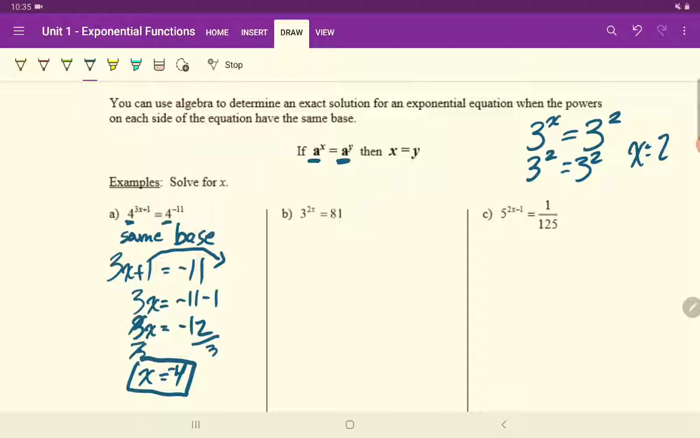Now you can check your answer, so I'll explain to you how to check your answer. I'm not going to check it every time, but it is important that you know how to check your answer. If x equals negative 4, if I now substitute x into my original equation, I should get identical answers on the left and right side. So let's try that. I know my right side is 4 to the power of negative 11. Let's see if I can get 4 to the power of negative 11 on the left if I substitute negative 4 for x.